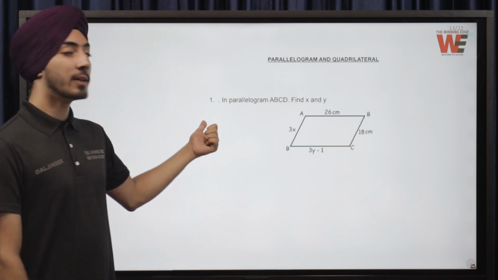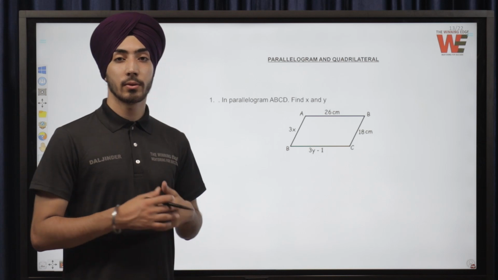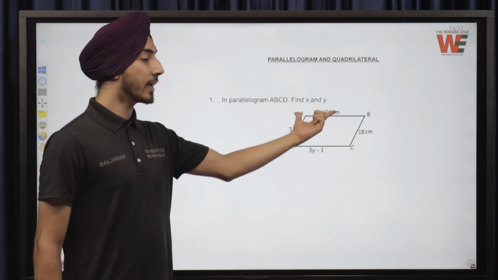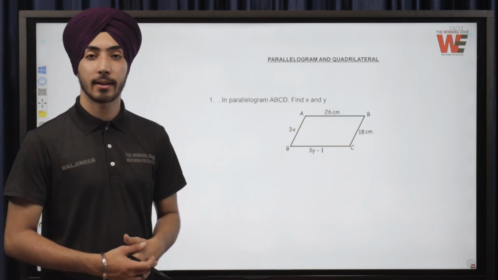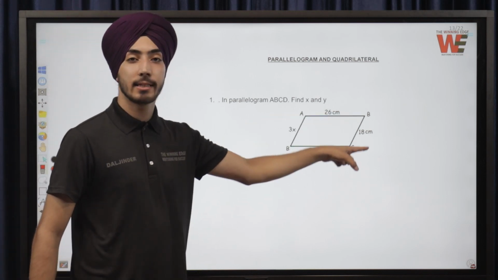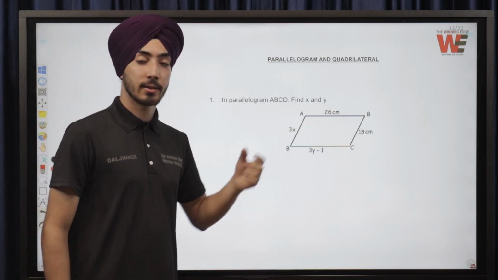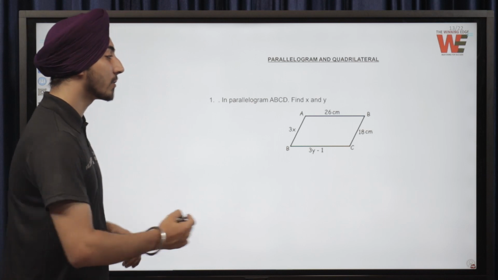So let's look at question number 1 here. In the parallelogram ABCD, find the value of x and y. You remember from the previous video that the opposite sides are parallel and also equal in length. But here we can see different values are written, and I told you that they are equal. So what does that mean?